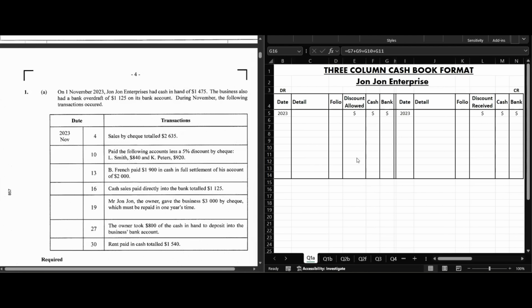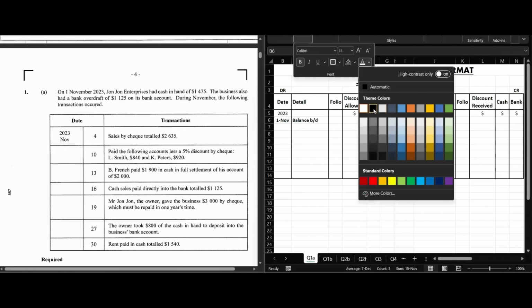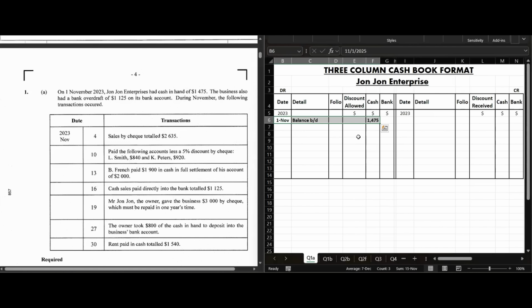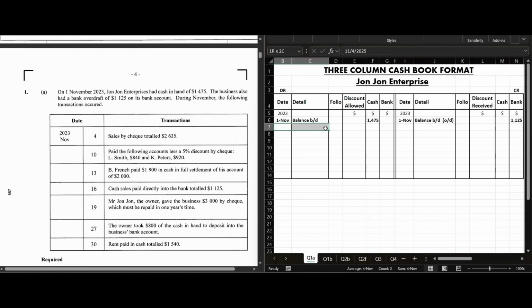November 1st, John Enterprise had an opening cash in hand balance of $14.75. Let's put that in. Balance brought down $14.75 on the debit side. The business also has a bank overdraft of $11.25 on its bank account, so the overdraft will come on the credit side. Next, on November 4th, sales by check total $26.35. This will obviously be on the debit side. This will be going into our bank account.